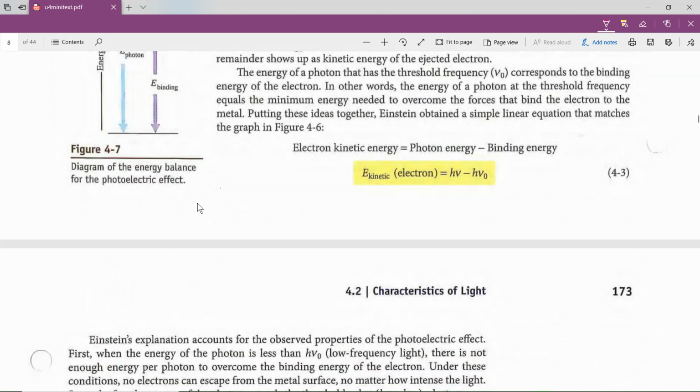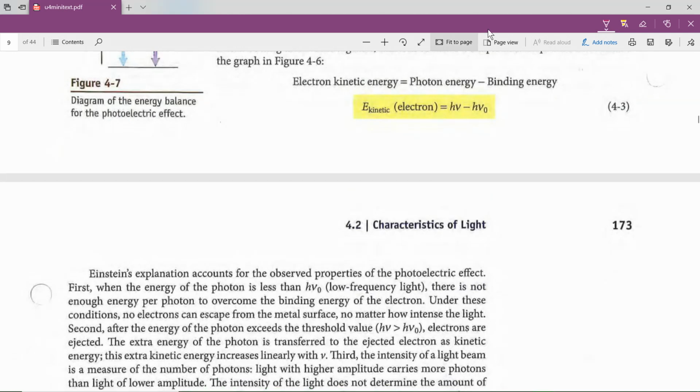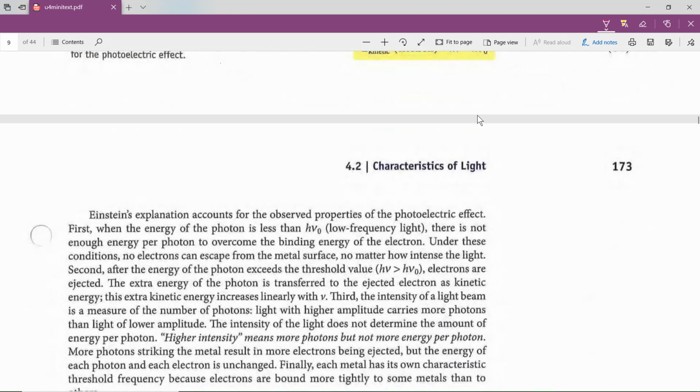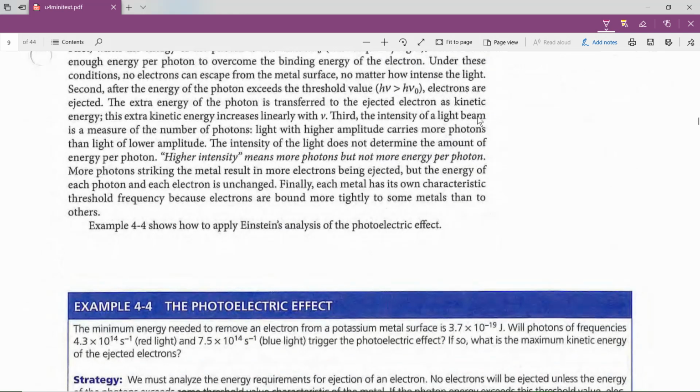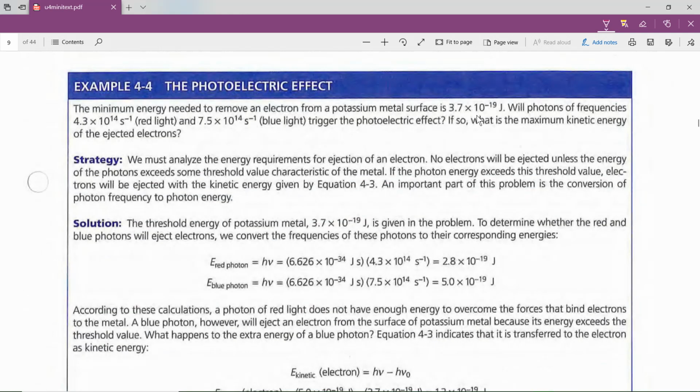So we see here in symbols, the ejected electron kinetic energy is the incoming photon energy, h nu, minus the binding energy, which is h nu naught, the minimum amount of energy needed to knock the electron out. And that paragraph, I've already mentioned that, you can read it again. Let's try an example of how this works.